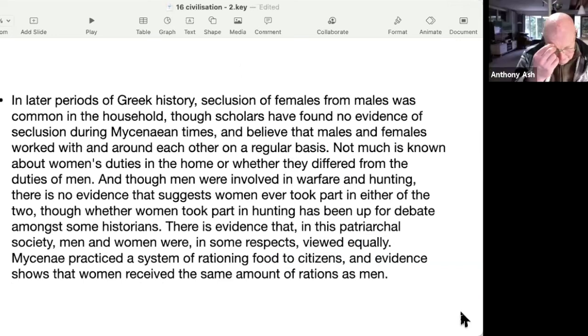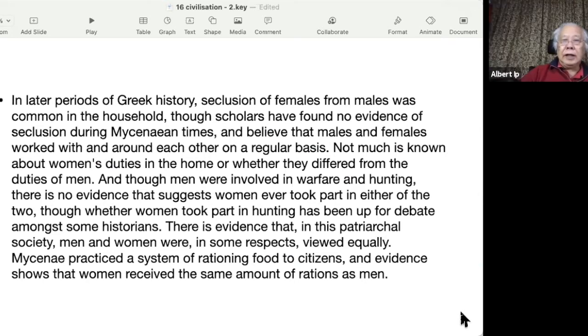Seclusion of females from males was common in the household. Again, this is quite a different culture compared with the one we last talked about. This time, the women are not as equal as men in Greek history.